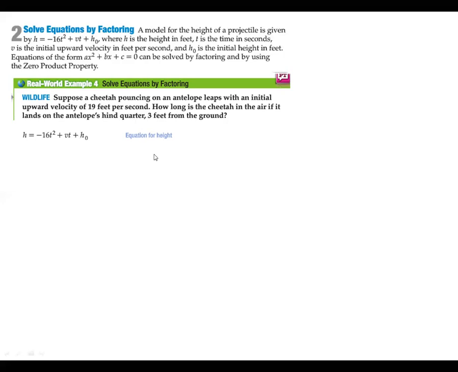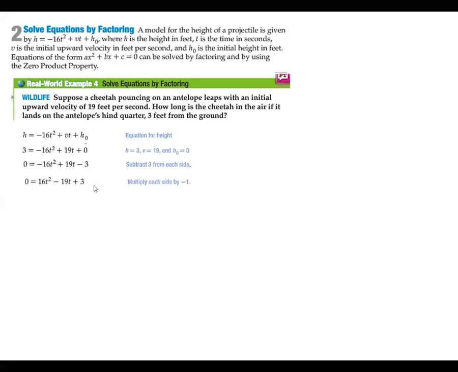So the initial velocity is 19. The initial height in this case is actually 0 because when it starts, the cheetah is on the ground. It jumps from the ground onto the antelope. So this is my equation with everything plugged in that I know. Now I set it equal to 0 because it's a quadratic equation, and I can solve a quadratic equation by setting it equal to 0.